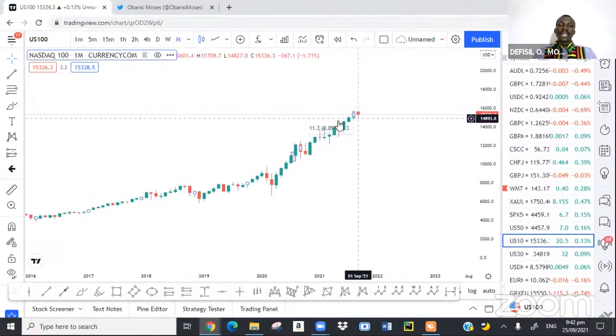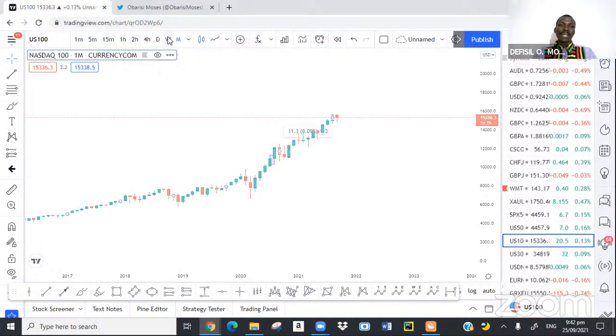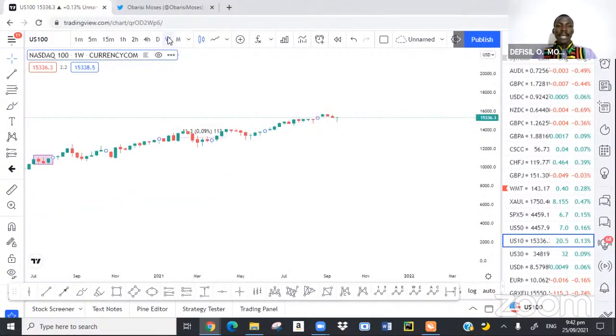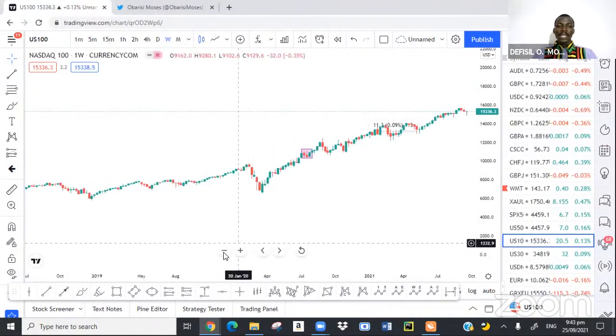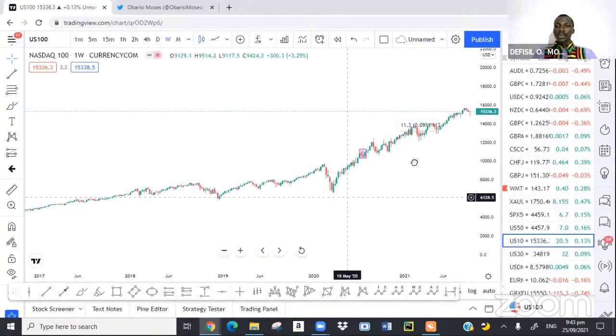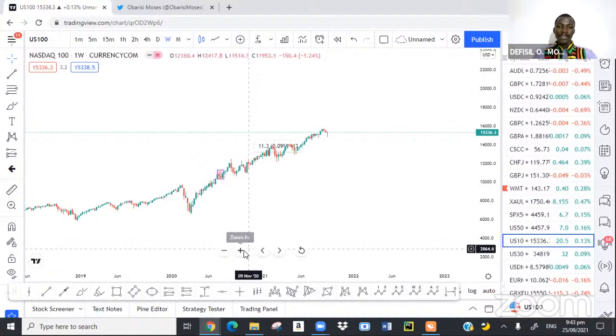So if we're trading this market, we're looking for buying opportunities. If we are looking for selling opportunities, it should be very minor and a very risky one at that. Okay, let's look at the weekly time frame now. On the weekly time frame, it is still in a very good uptrend as well. But let's look at something very spectacular that I'm seeing over here.